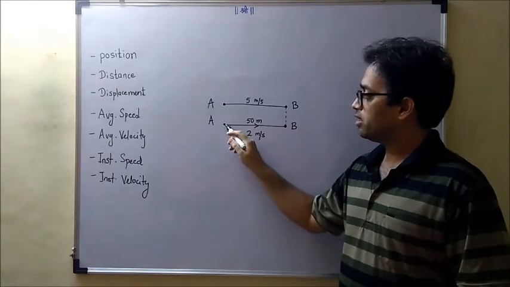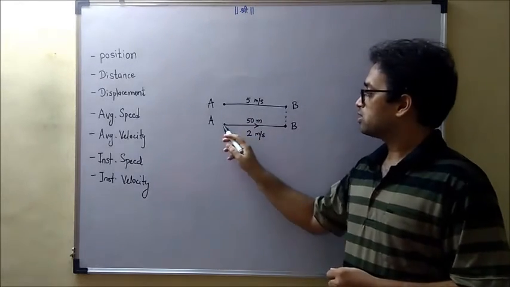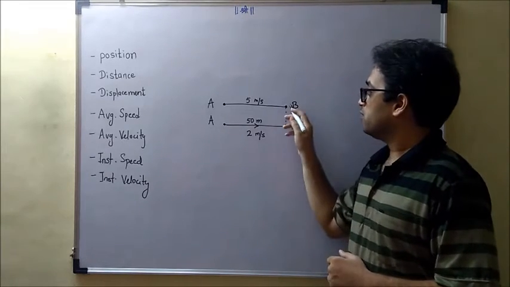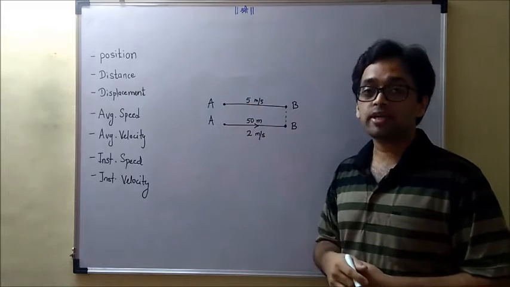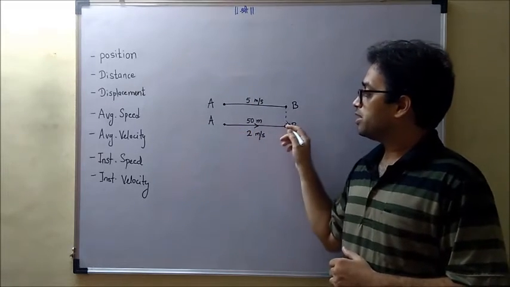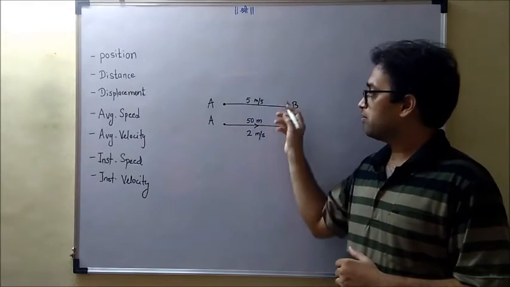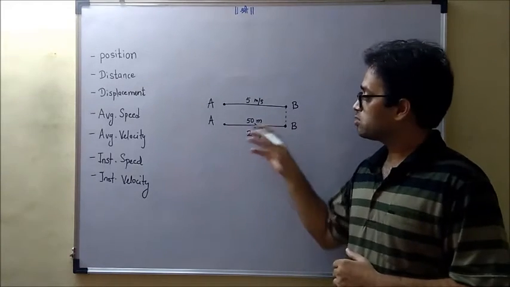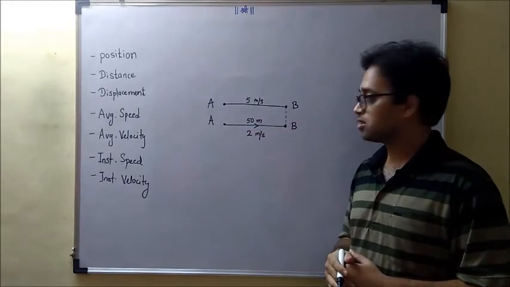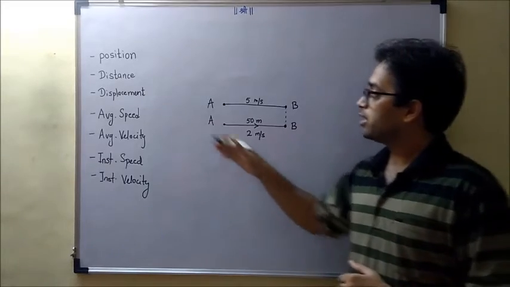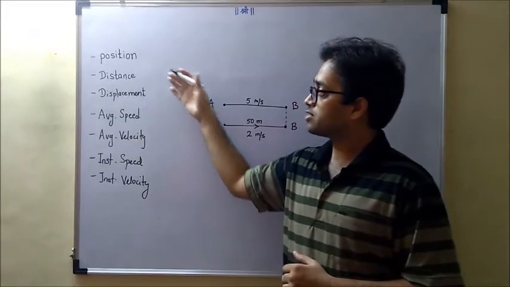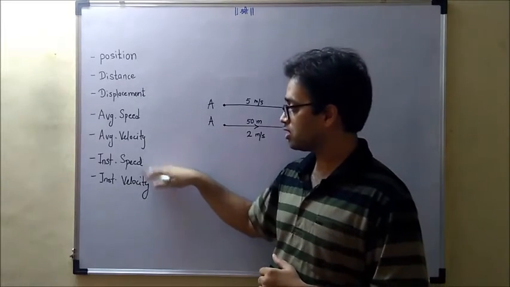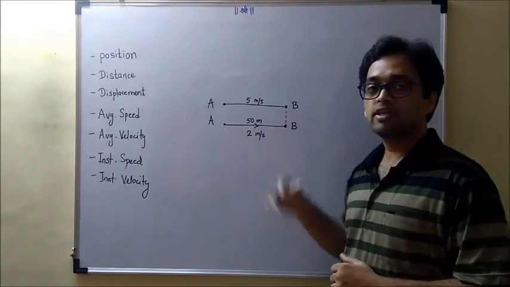Here at point A, a person is standing. He will travel to point B, which is 50 meters ahead of him, and then will return back immediately to point A. While going, his speed is 2 meters per second. While coming back, it's faster, so it is 5 meters per second. And the distance between A and B is 50 meters. So we'll try to calculate all these quantities: position, distance, displacement, average speed, average velocity, instantaneous speed, instantaneous velocity. These two things are already given here.